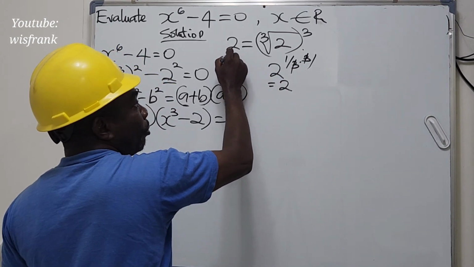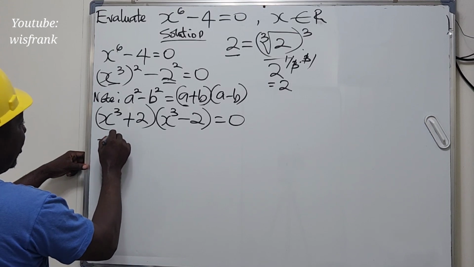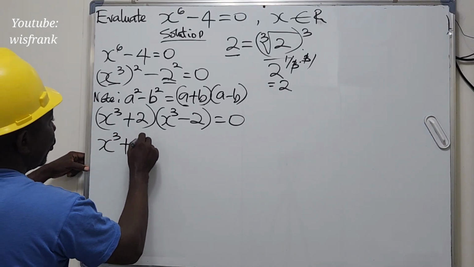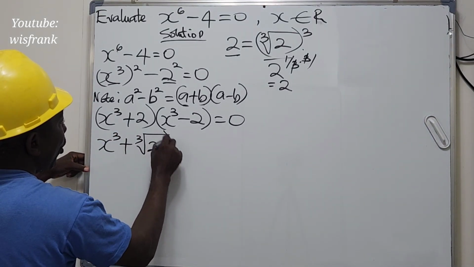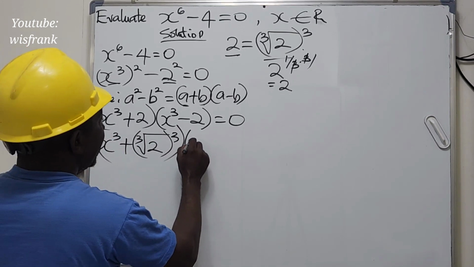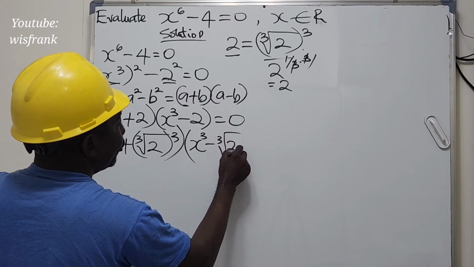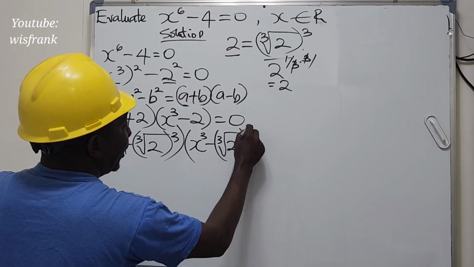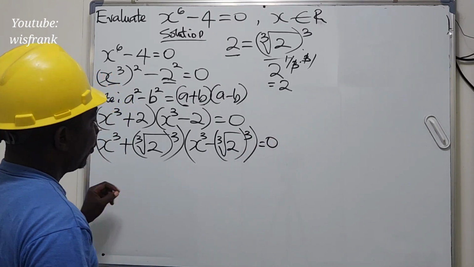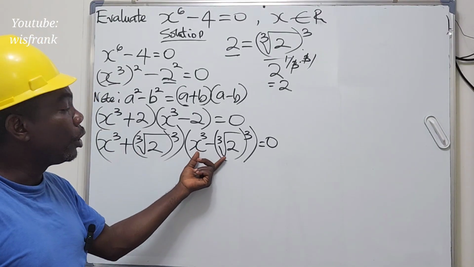So we can replace 2 with this. This can be written as (x to the power of 3 plus cube root of 2 all to the power of 3). This is what we have. Then we have here (x to the power of 3 minus cube root of 2 all to the power of 3) equals 0. You can see that we have the addition of two cubes here and also the difference of two cubes here.